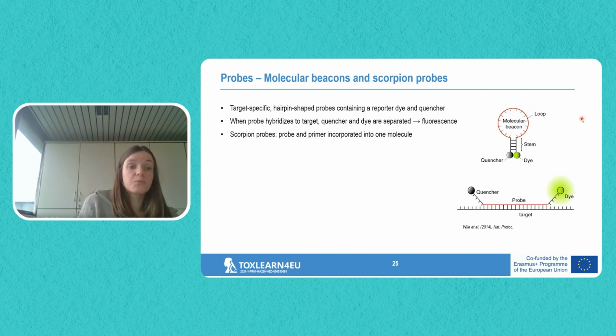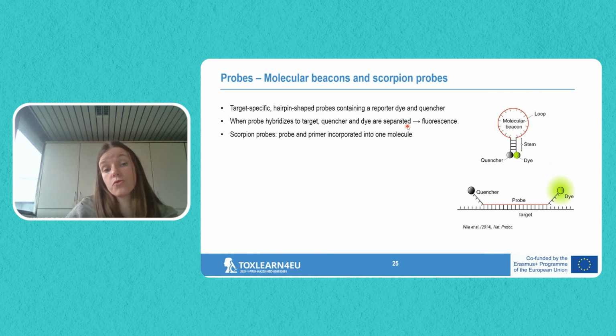Then another type of probes which are sometimes used in qPCR analysis are so-called molecular beacons and scorpion probes. These are also target specific. So like the TaqMan probes, they also need to be designed to be specific for their target gene. And what's specific about these is that they have this hairpin shape. So you have this loop here, and then you have the two sides, or the two ends of the probe, which will bind to each other.